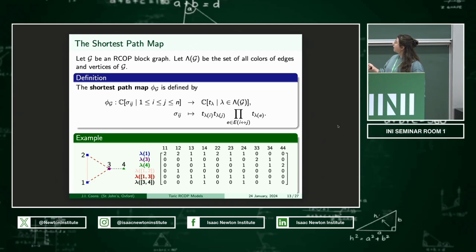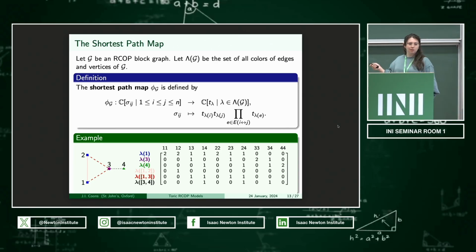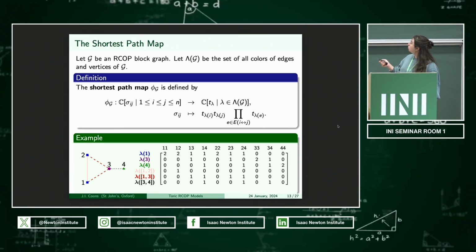And this shortest path map sends the polynomial ring in the sigmas, so in the entries of my covariance matrix, to parameters that are indexed by the different colors that I use. And I send this sigma ij to the product of T given by the color of I, so the first endpoint, and the color of J, and then the product of these parameters for each of the edges in the shortest path from I to J. So just walk along the shortest path and record the colors and add each of those to the monomial.